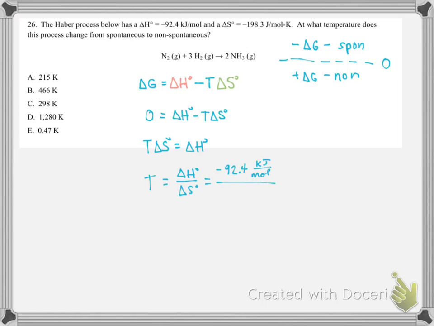divided by, now I'm going to change my entropy to kilojoules. So this will be negative 0.1983 kilojoules per mole Kelvin. And now when I compute that, I'll get the temperature and it will pop out in Kelvin. And it is 466 Kelvin. So below that it will be spontaneous, and above that it will be non-spontaneous.